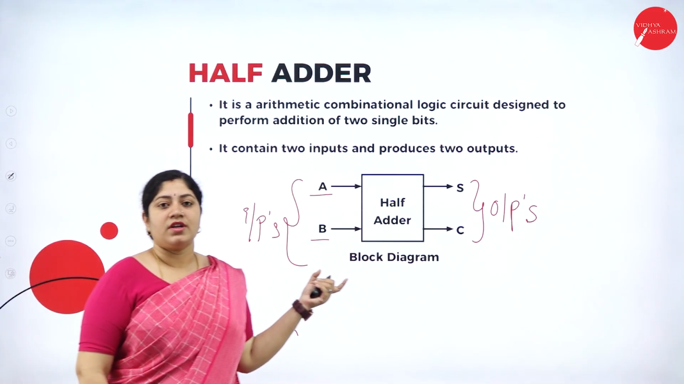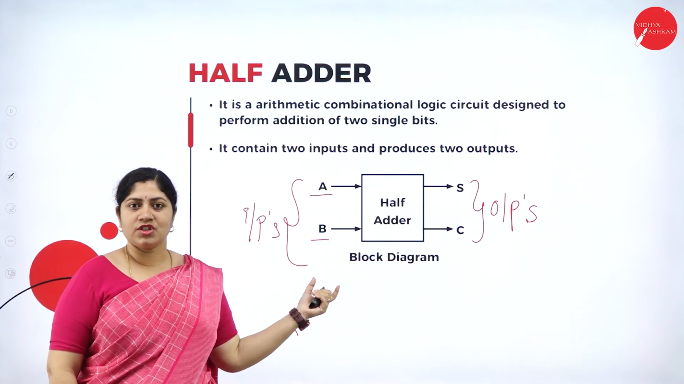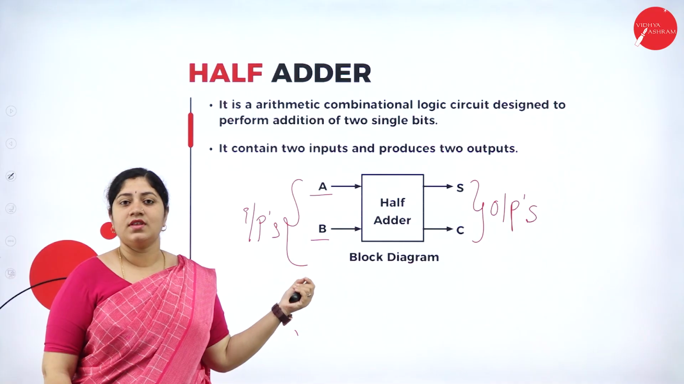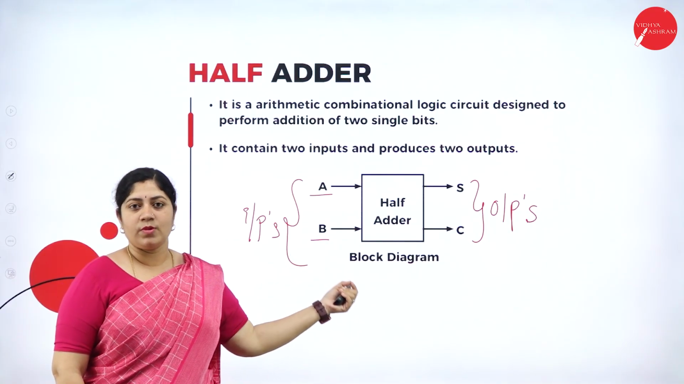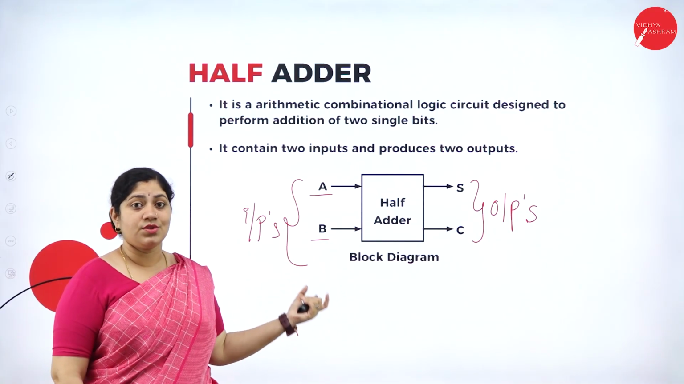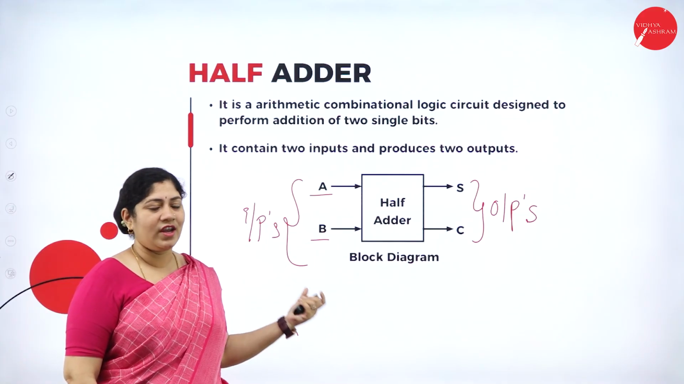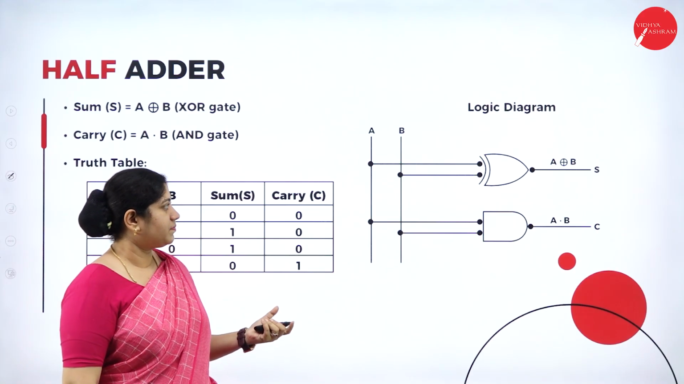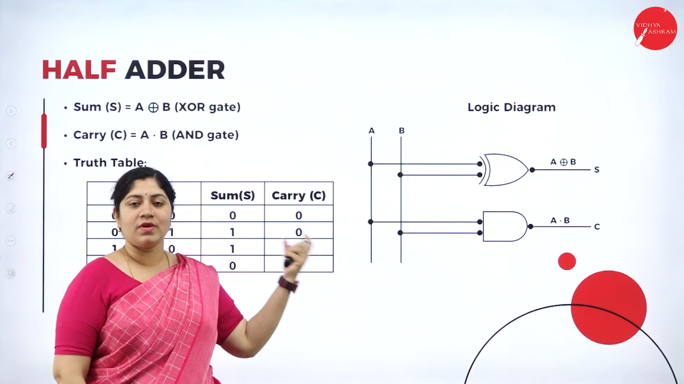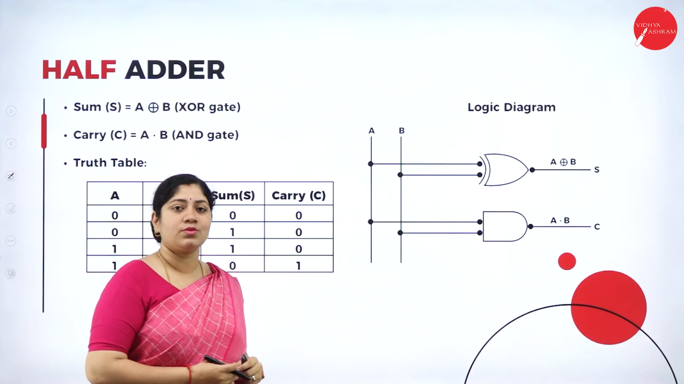This is nothing but a half adder. And let me repeat this: it is a type of combinational logic circuit and it is used to add 2 of the inputs. All right. Up next, let's see a logic diagram as well as a truth table with respect to half adder.